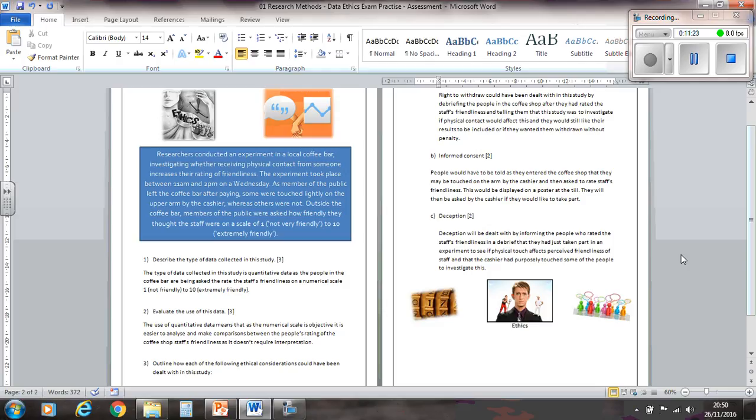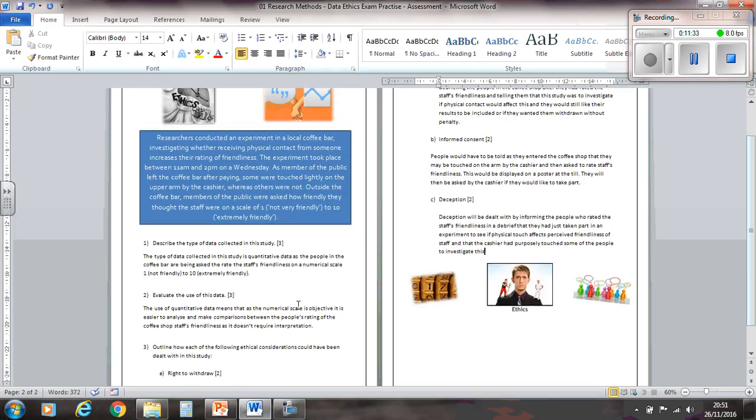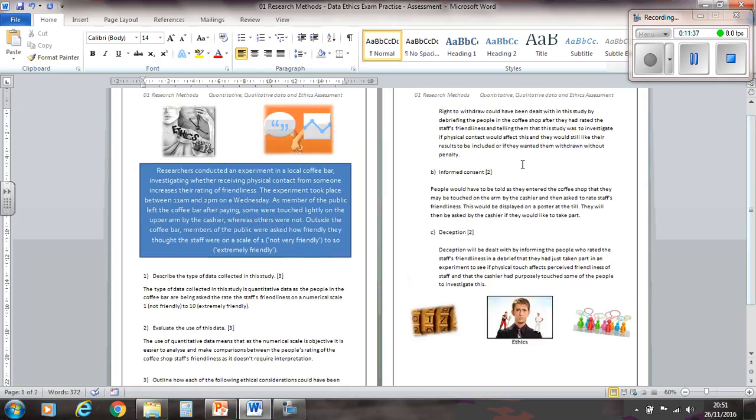Basically it just wants to know how you can tell that it's a certain type of data that you've suggested. In this one, you know, whether it's good or bad. And then in these here, you can tell what right to withdraw is, what informed consent is, what deception is, but it's also in context. That's what the second mark is for.